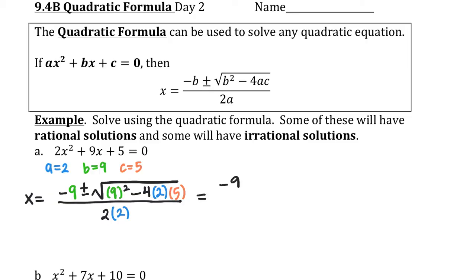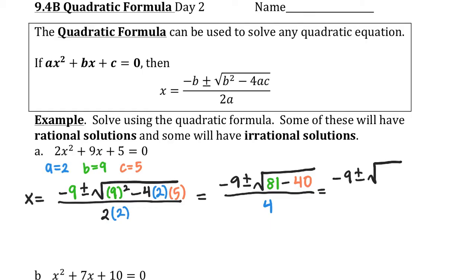So negative 9 plus or minus, in the radical, I have b squared, so 9 squared is 9 times 9, 81. Minus 4 times 2 is 8, 8 times 5 is 40. And then in the denominator, I have 2 times 2, which simplifies to 4. Okay, let me go ahead and subtract the radical. 81 minus 40 is 41.